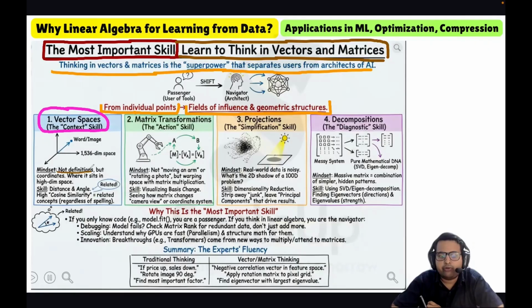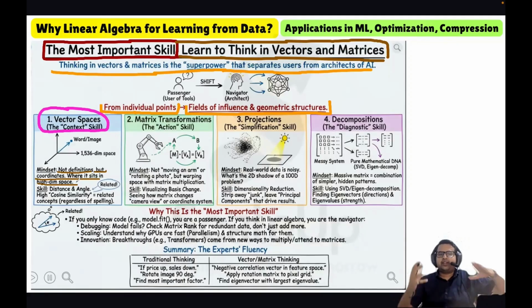You think about where a word sits in a 1536 dimensional space, or where the word sits in a high dimensional space. When we talk about vector spaces, we are not looking at the values, the data, or the definitions. Rather, we are thinking in terms of coordinates, like where the data will sit in a high dimensional space. So that is the mindset.